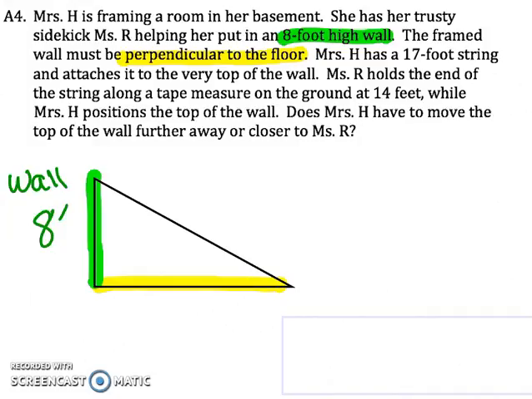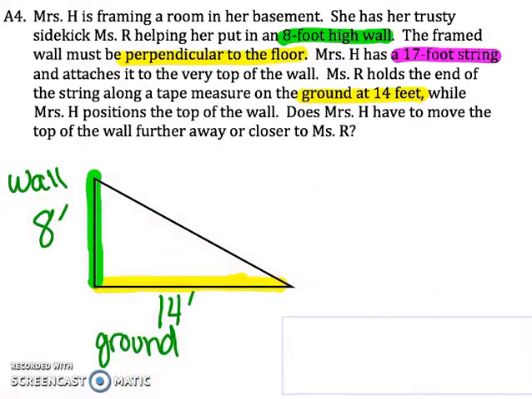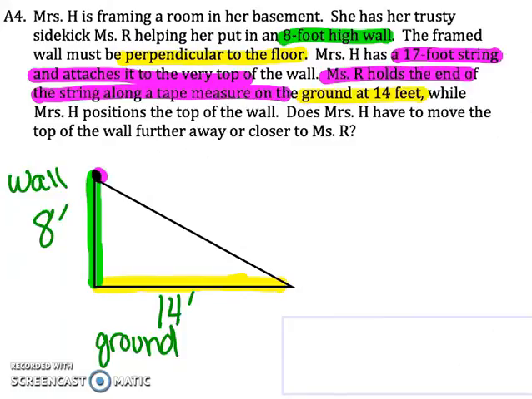It says that Miss H has a 17-foot string and attaches it to the very top of the wall. Miss R holds the end of the string along a tape measure on the ground that's 14 feet. So the ground length here is 14 feet. I'm going to label that in my picture as well, and this is the ground side. Going back to that previous sentence, it's a 17-foot string attached to the very top of the wall, and Miss R holds the end of that string along a tape measure to the ground. So this distance right here is the distance of the string, which is 17 feet.